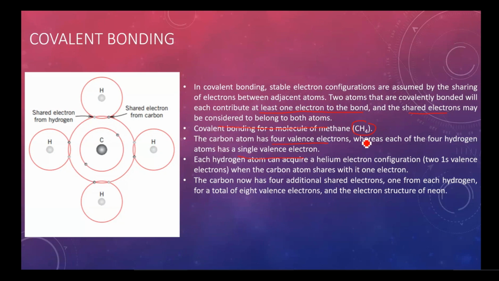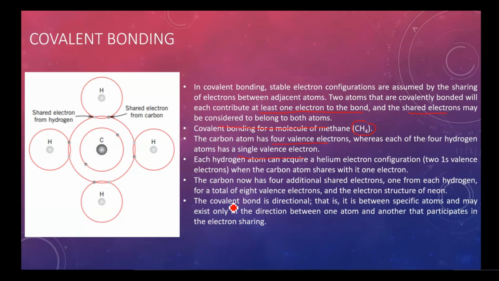But you should remember the important thing: a covalent bond is a directional bond. It is between specific atoms and may exist only in the direction between one atom and another. So this is the direction of the bond. If I ignore these three bonds over here, this is a directional bond that is taking place between the two adjacent atoms.